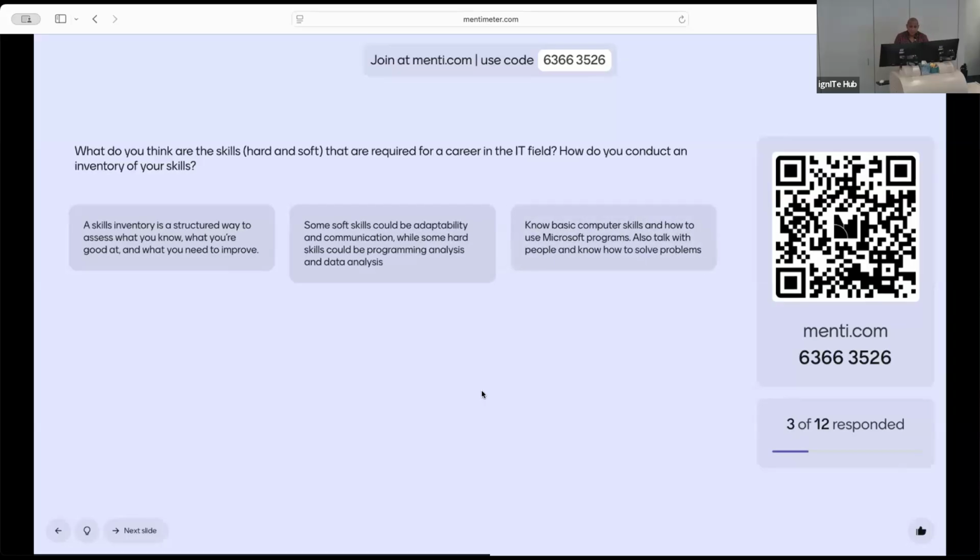Adaptability and communication, yes. Non-basic computer skills and how to use Microsoft programs. That is huge, believe it or not. Also talk with people and how to solve problems. I love that answer. Problem solving is one of those hard skills that you need across the board. I don't care what you do in IT, troubleshooting and problem solving is one of those.